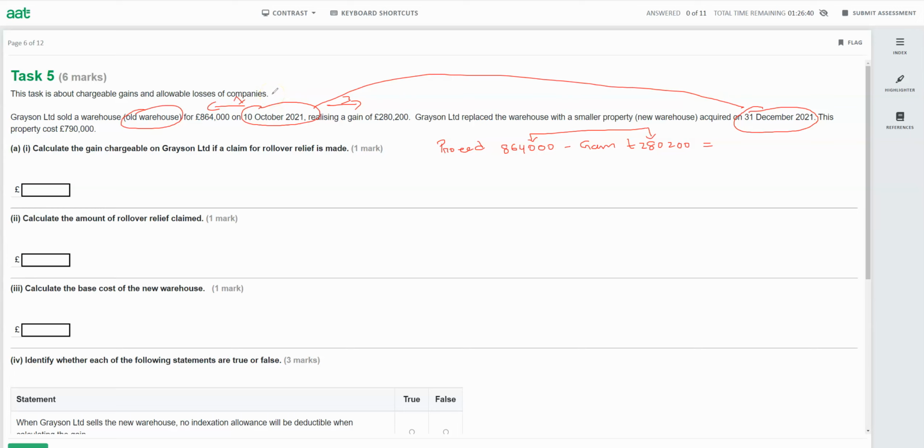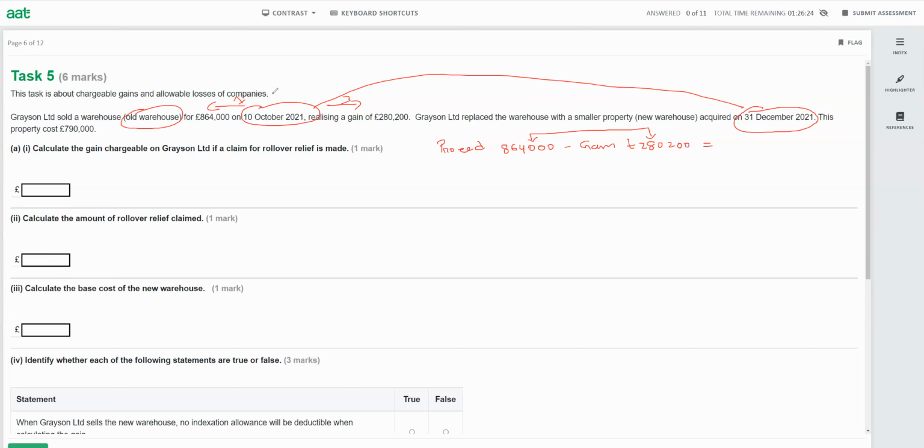So we are qualified for the rollover relief, because this asset is used for the business, and the day we sold, we are buying within 2 months after selling our old warehouse. So we are qualified for the rollover relief.